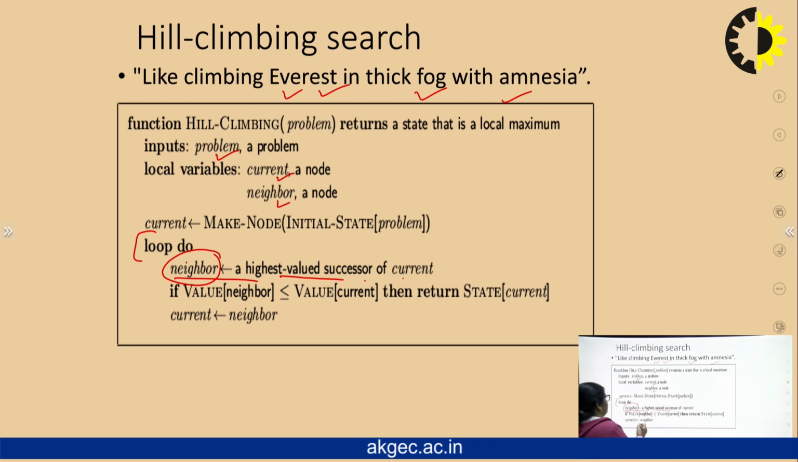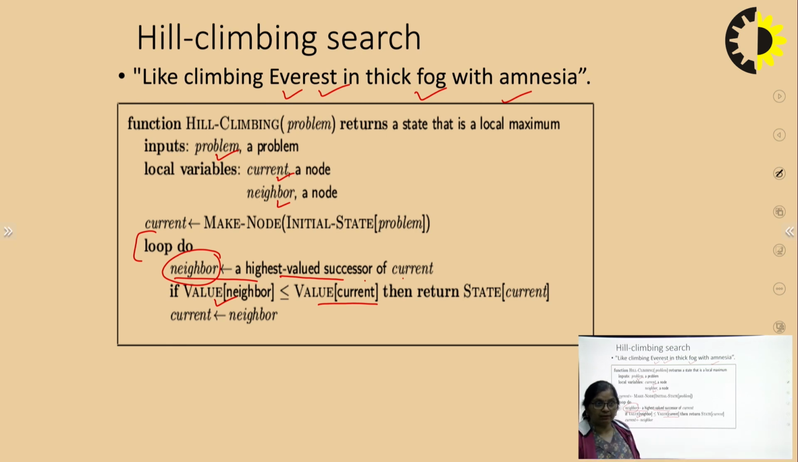If the selected highest value is less than the current state, it means the current state is better. The next state will not improve our situation, so we will keep the current state only. It will return the current state.